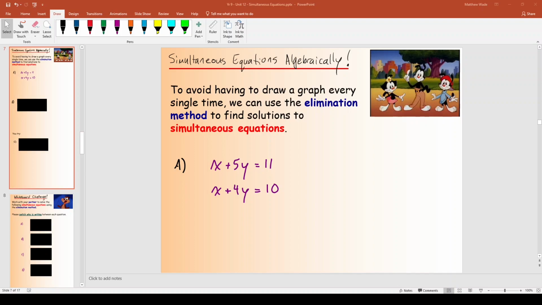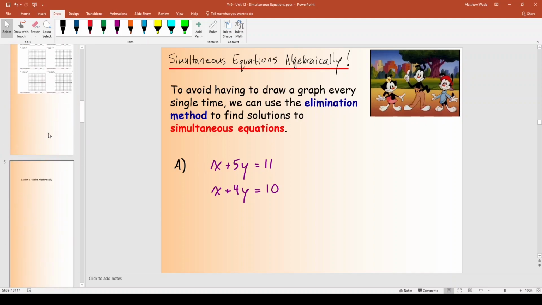Right, buddies, here we go for our next lesson, our second lesson in the simultaneous equations unit. I think you're going to really like this lesson, because what we've done so far is whenever we've had two equations together, like x plus 5y equals 11 and x plus 4y equals 10, if you wanted to figure out where the two lines that they make hit one another, we used to have to draw a graph of it. Do you remember from last time?